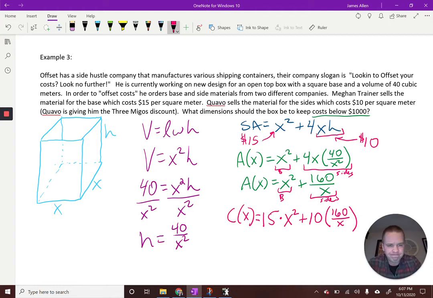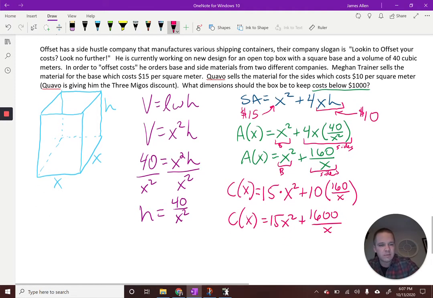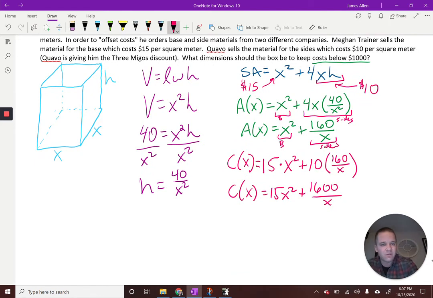All righty. Okay. Let's see here. I'm going to do a little bit of cleaning up here. So I got 15x squared plus, and then I have, we're going to pop another 0 on there, 1600 over x. Awesome. So this is now my cost function.